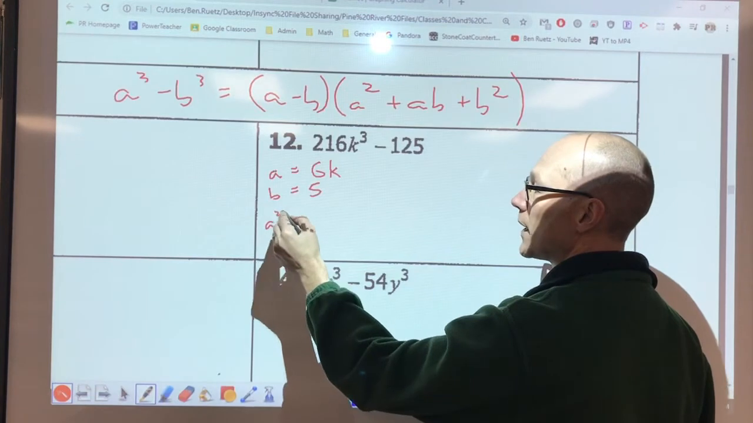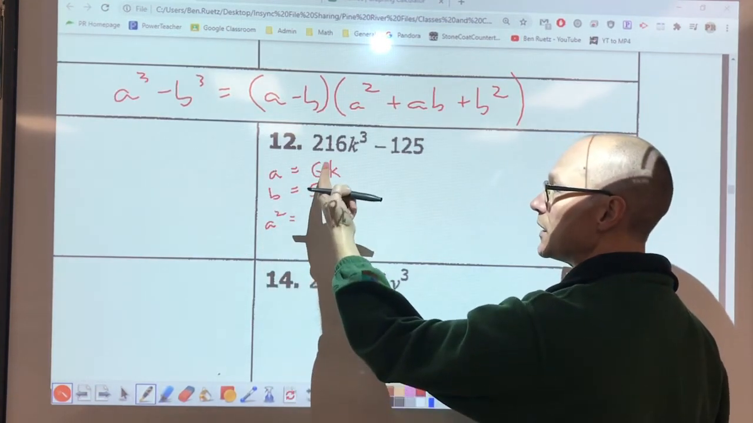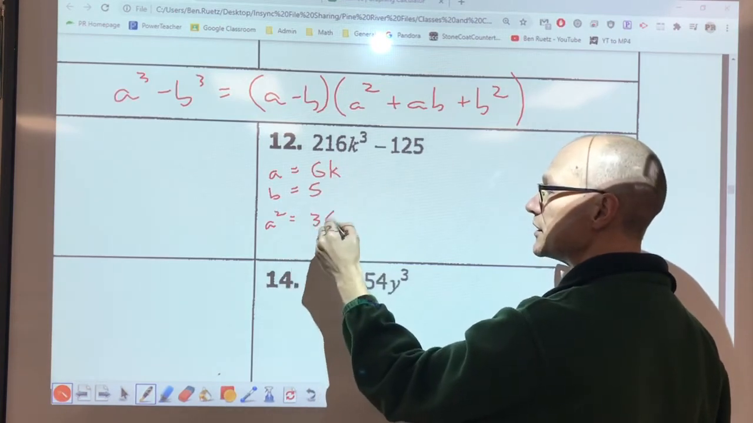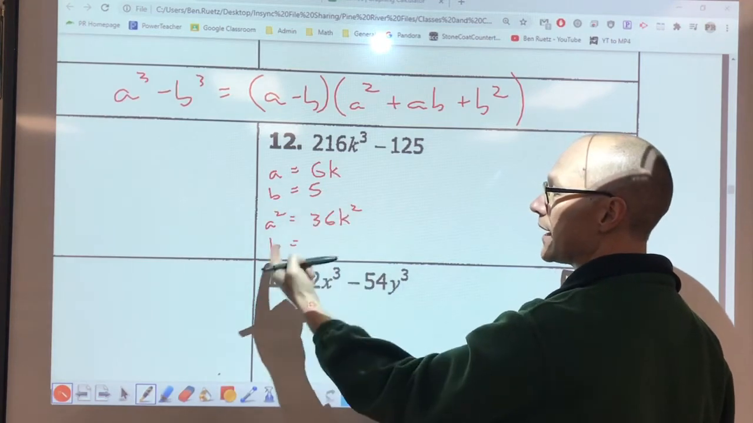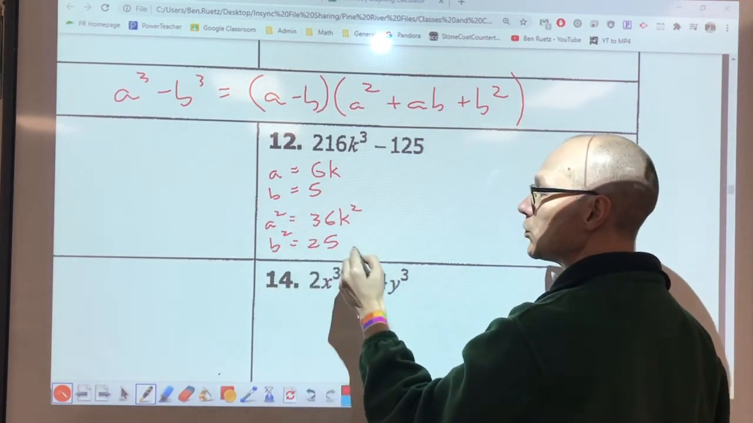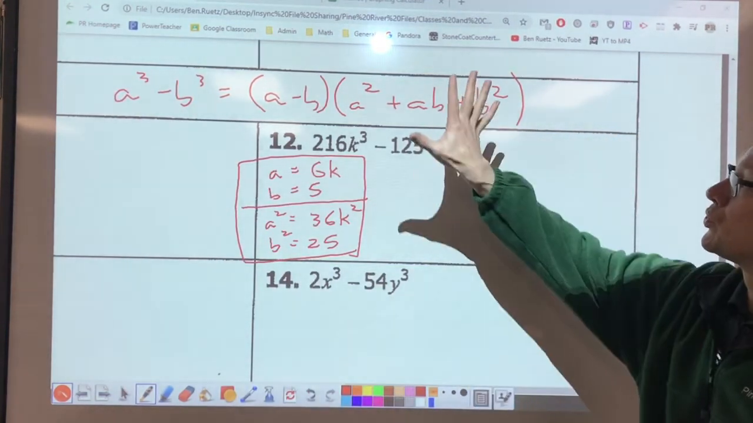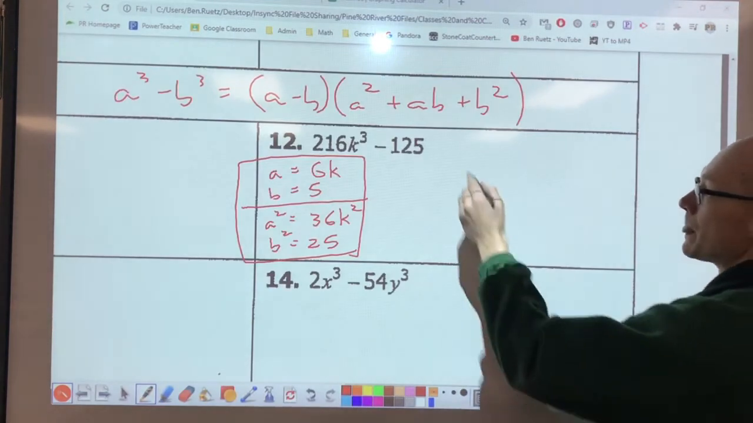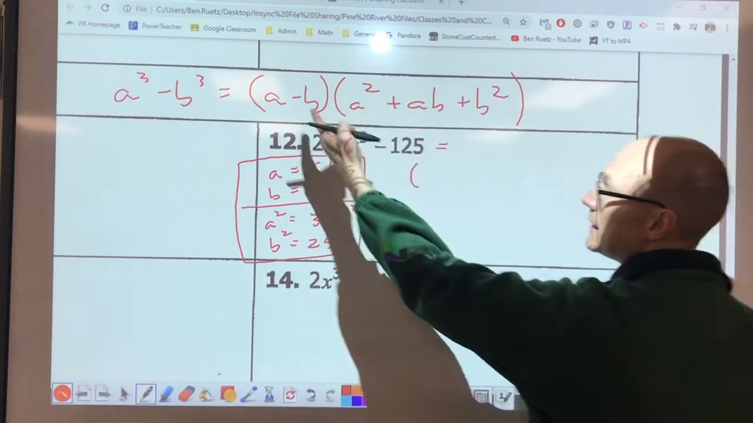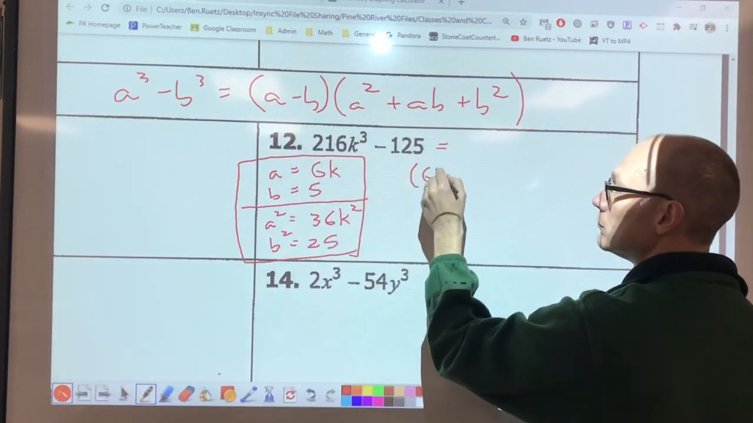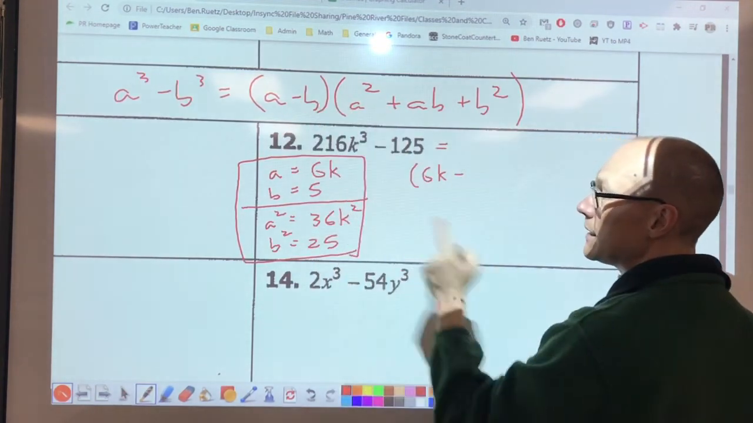How about a squared? Well, if a is 6k, a squared is going to be 6k times 6k. That's 36k squared. And if b is 5, then b squared is going to be 25. So this is a nice key that I'm going to use to create that monstrosity up above. So this is going to equal, well, what is A? A is 6k. Minus B. What is B? That's 5.